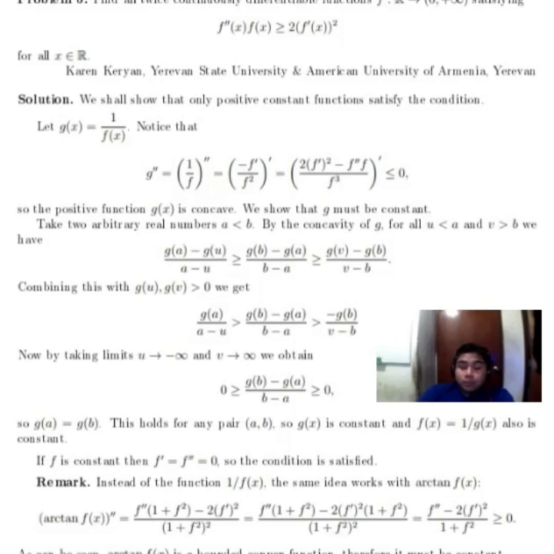Problem 5. Find a twice continuously differentiable function f from the reals to (0, +infinity) satisfying f double prime of x times f of x is greater than or equal to 2 times f prime of x squared for all x in the reals.